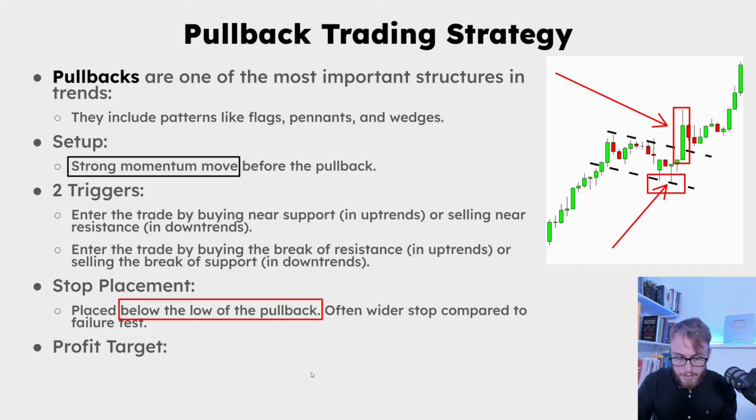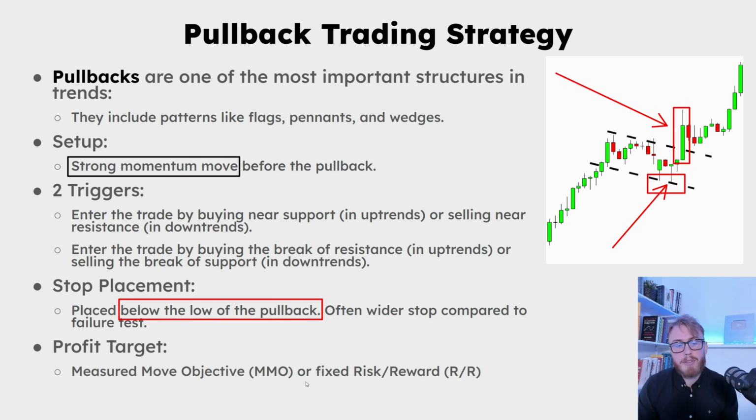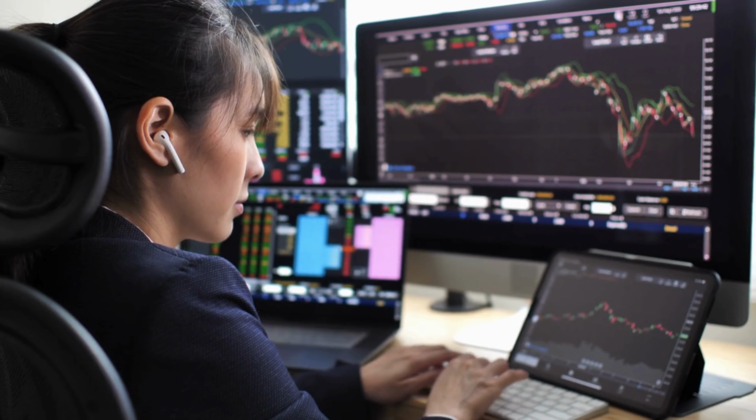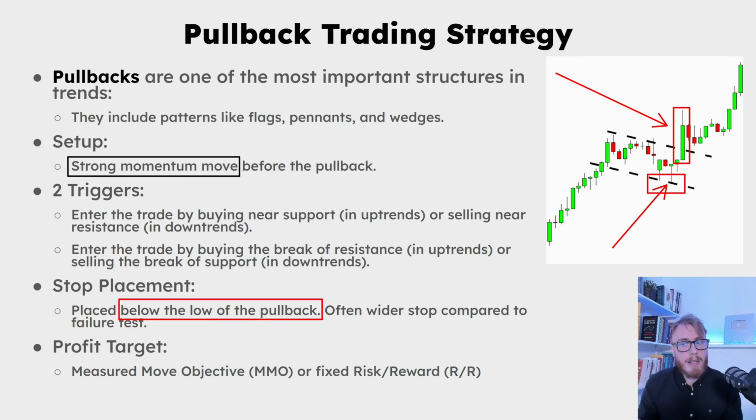And what about the profit target? Well, for the profit target, we have mainly two different methods. We can use a measured move objective that we have been talking about earlier in this course, or we can use a fixed risk to reward ratio. But you can also, of course, use more advanced methods. Many traders will use different kinds of price action signals that tell them this is a trade I don't want to be in anymore. So they can basically use discretion to exit the trade.